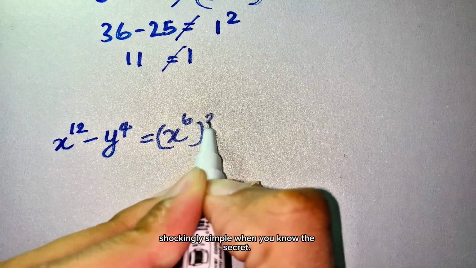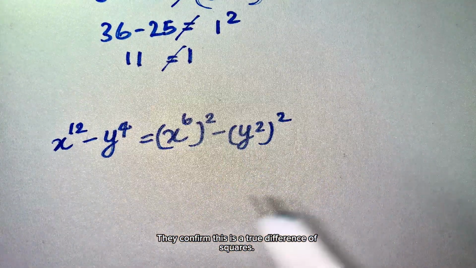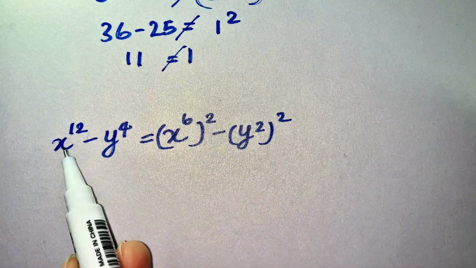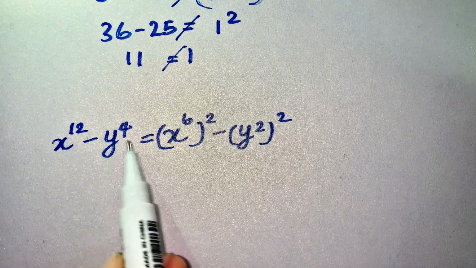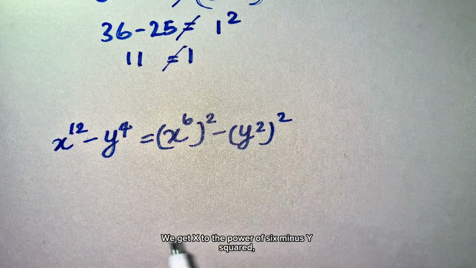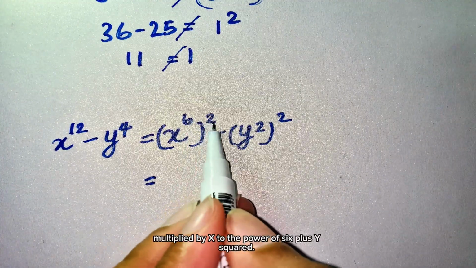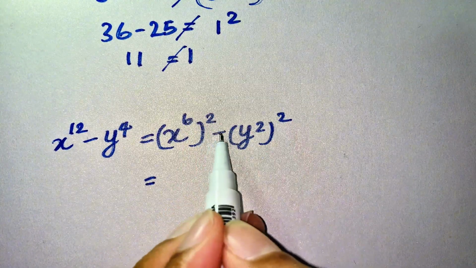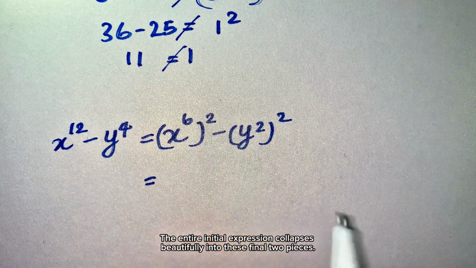you know the secret. Look closely at these two powers of 2. They confirm this is a true difference of squares. Now we can finally separate it into two perfect factors. We get x to the power of 6 minus y squared, multiplied by x to the power of 6 plus y squared. The entire initial expression collapses beautifully into these final two pieces.